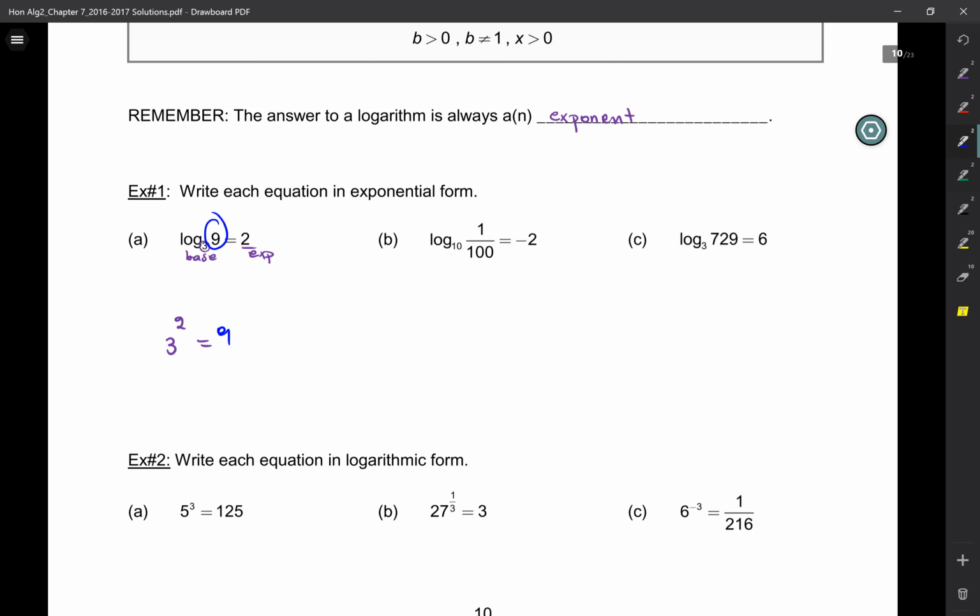So how would we write this in exponential form? Yeah, Ryan. 10 to the power of -2 equals 1 over 100. What about this next one? How do we write this in exponential form? 3 to the power of 6 is equal to 729. Any questions?